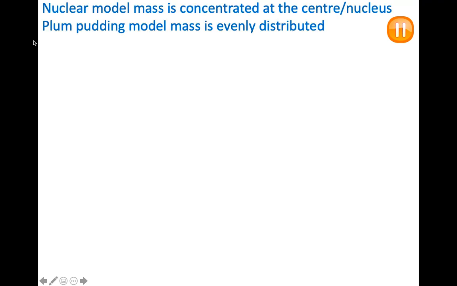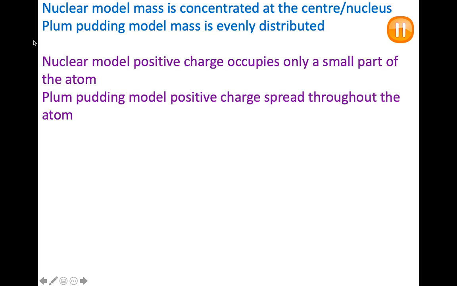Okay, so the answers then. In order to get 4 marks, first mark, nuclear model mass is concentrated at the centre, the nucleus, whereas the plum pudding model mass is evenly distributed. So you need to have both of those comparative sentences to get the mark. Next mark, nuclear model positive charge occupies only a small part of the atom, whereas the plum pudding model positive charge is spread throughout the atom.